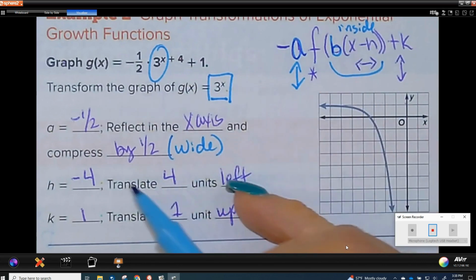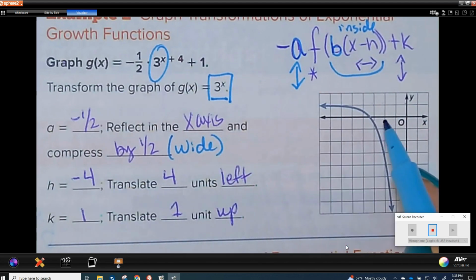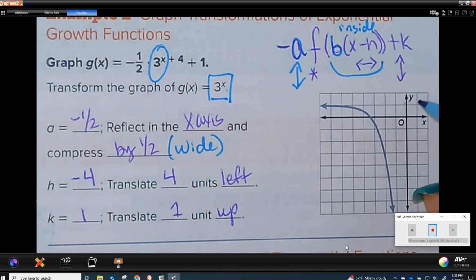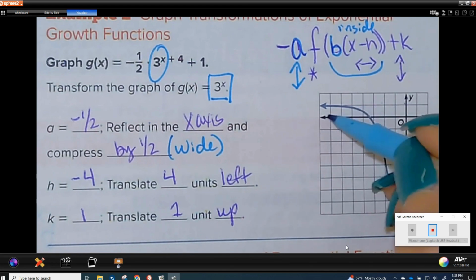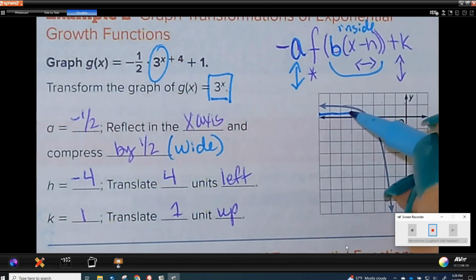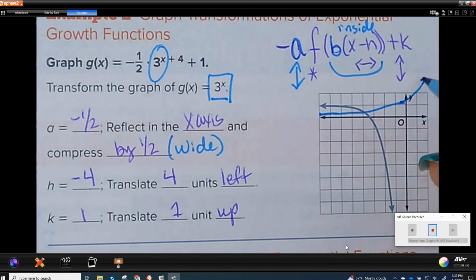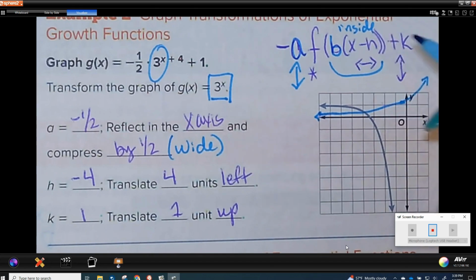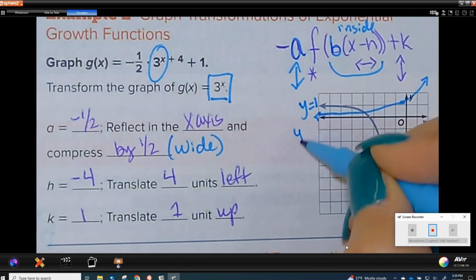So negative 4, which is left, and you can see the graph move left, and 1 for k, which moved it up. But it's hard to tell, because usually your graph goes through 1 and then goes up. So you could tell this one did move up 1. So your asymptote for this one is y equals 1. Your asymptote for the parent is y equals 0.